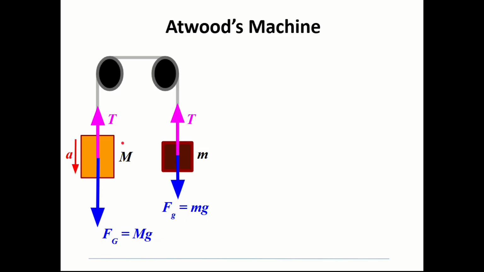I'm going to define my direction of acceleration to be downward for this big mass, and upward for the smaller mass. In fact, we'll see that the bigger mass is going to be the one that's falling down, while the smaller mass is going to be the one that's going up.